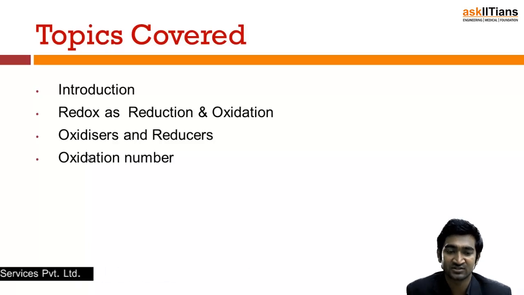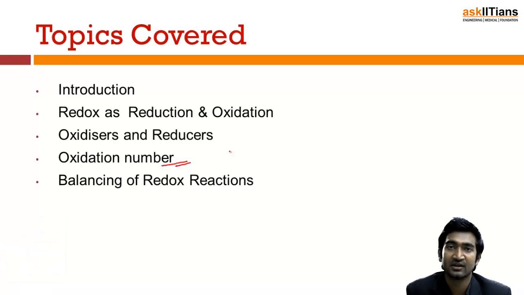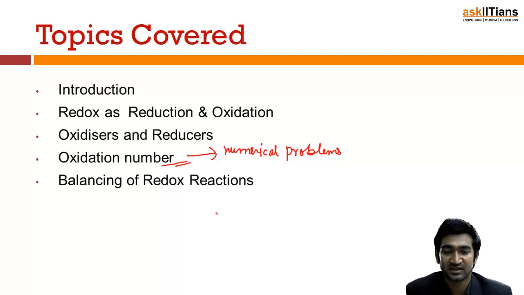Then the concept of oxidation number. The oxidation number concept is a very, very important concept, because it helps in balancing chemical reactions, plus it helps in solving many numerical problems which come in the JEE exam. So this is our focal point. In balancing of redox reactions, we have two different types of methods to balance the redox reaction, which I will tell in that part.